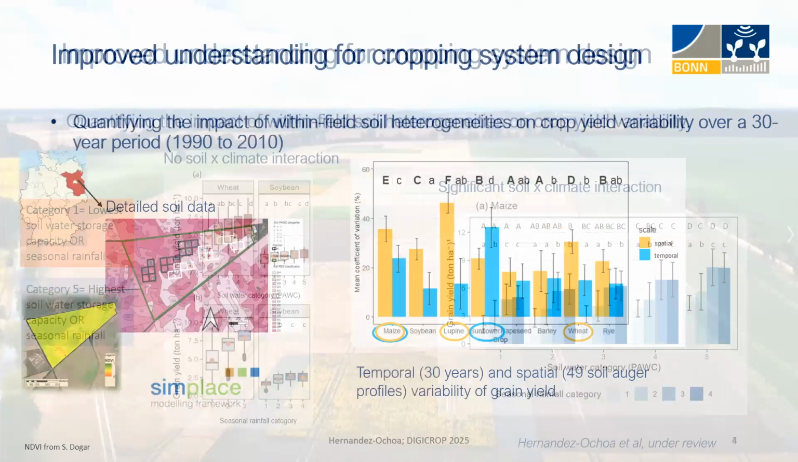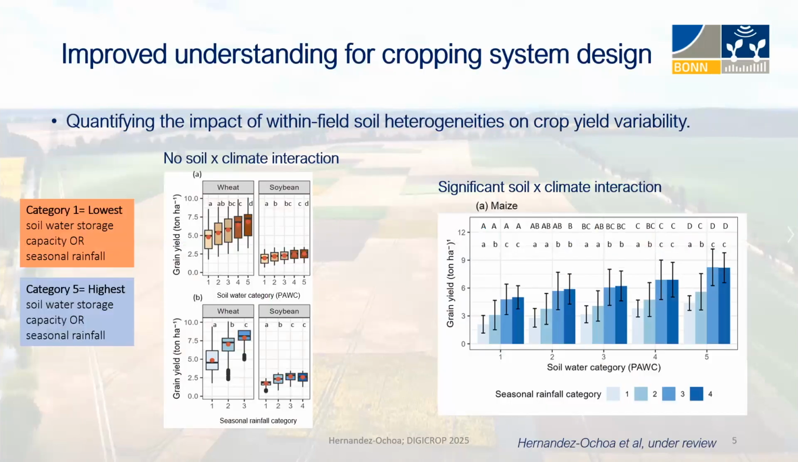We also found that soil and climate effects varied by crop, and for this, we classified the soils and the seasonal rainfall into different categories. So for the soils, we used the plant available water capacity to classify the soils, where category 1 had the lowest available water capacity, and number 5 had the highest available water capacity. And for the seasonal rainfall, we did it similarly, where the seasons with the lowest seasonal rainfall were number 1, and the seasons with the highest seasonal rainfall for a specific crop were number 3 or 4.